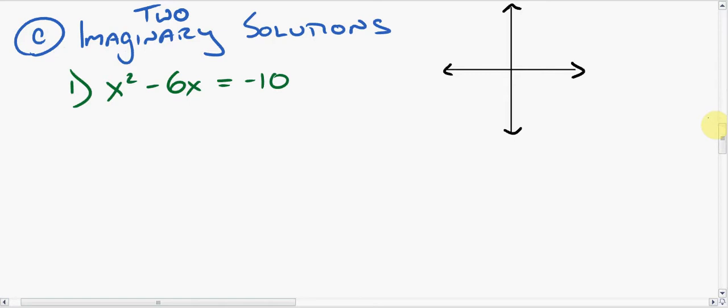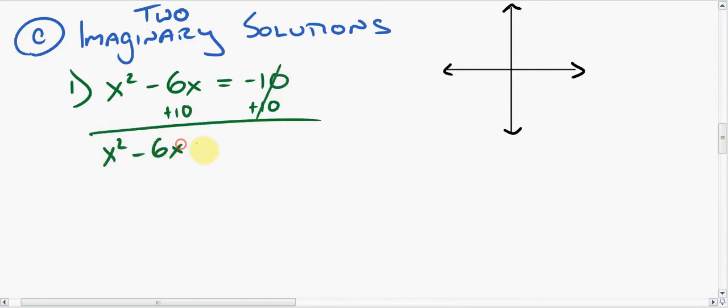So what we want to do is, again, set this equation equal to 0. So I'm going to add 10 to both sides. And I get x squared minus 6x plus 10 equals 0. And we've looked at equations with two real solutions, so the parabola crossed the x-axis twice. One real solution, the parabola crossed the x-axis once, and that was the vertex. And two imaginary solutions, which means the parabola won't cross the x-axis at all. And you've seen this when we've graphed, but we didn't really talk about it too much.